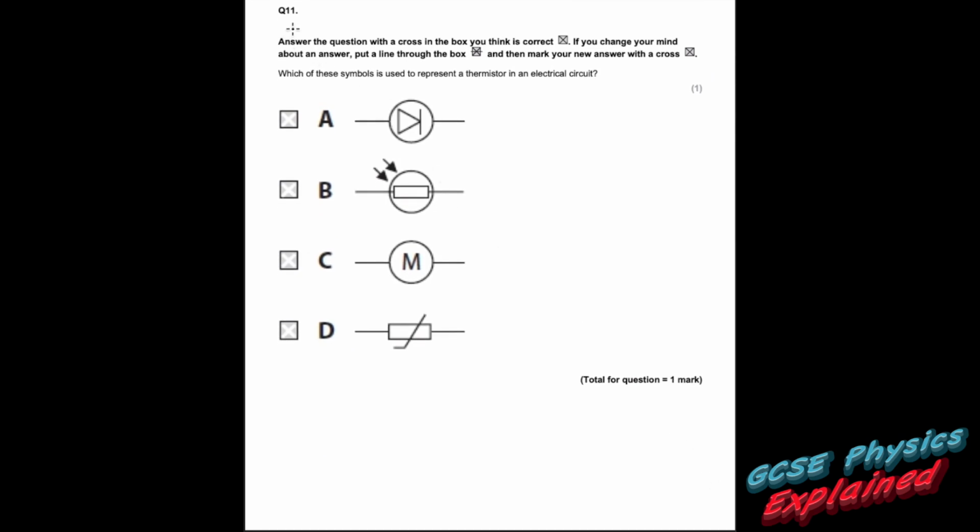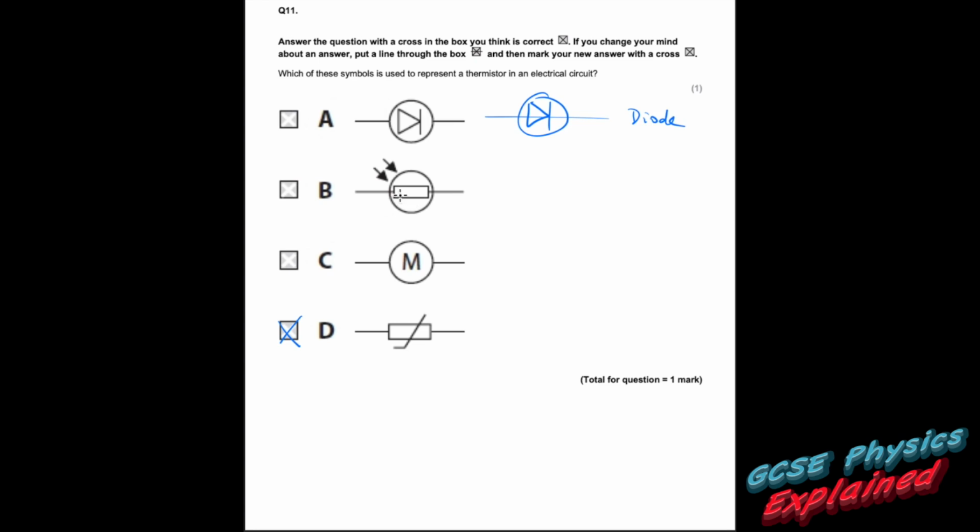Right, question 11. Answer the question with a cross in the box you think is correct. If you change your mind, and so on. Right, which of these symbols is used to represent a thermistor? Okay, this thing here, watch this. D, doesn't that look like a D? I, O, all right? So that's your diode. So this thing here is a diode.